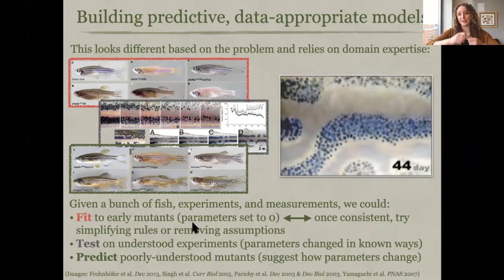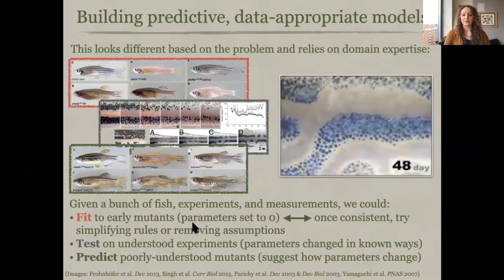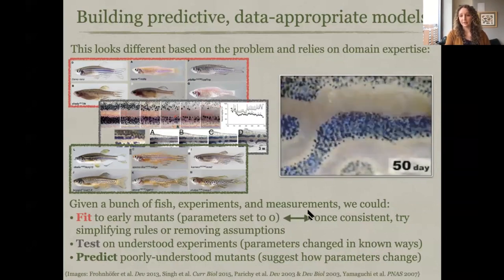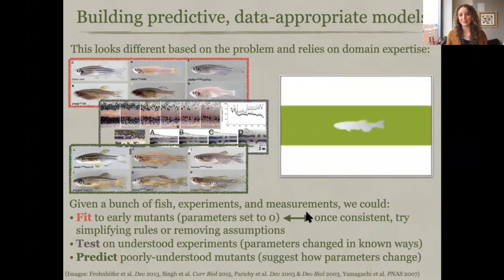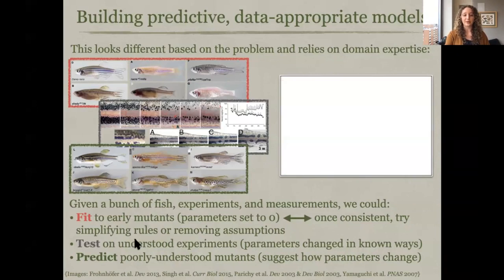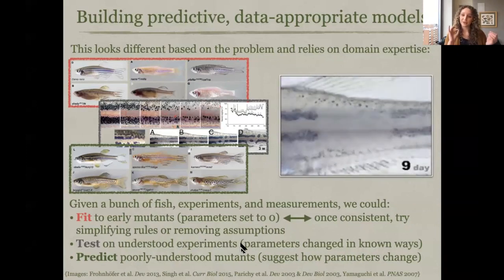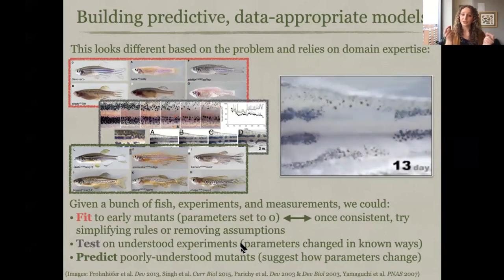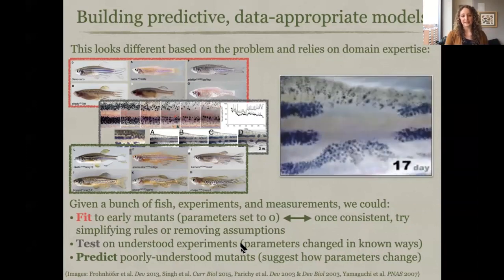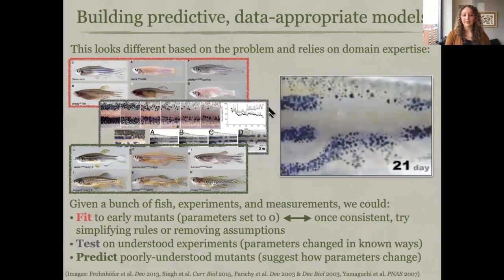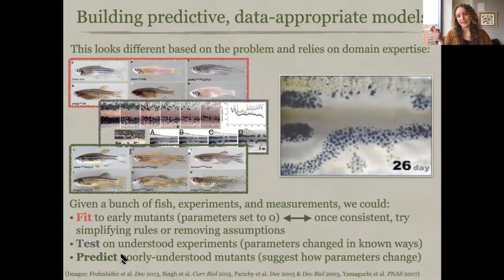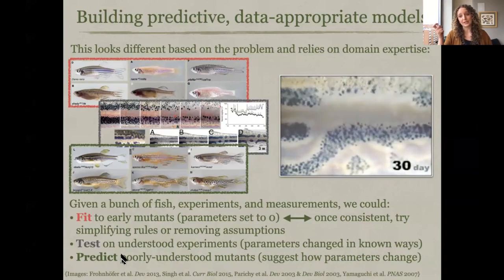Is there anything you can do to make your model rules simpler? And so this is kind of an iterative process. Once you think you're as simple as you can be, then you test the model on some other experiments. These are experiments where you know exactly how you should change the parameters to reproduce them. That's this gray set. And then finally, you can use the model to predict things where you have no idea how you should change the parameters.